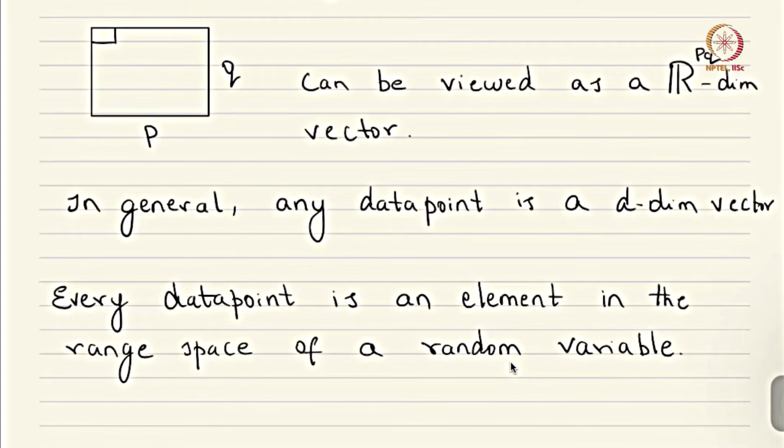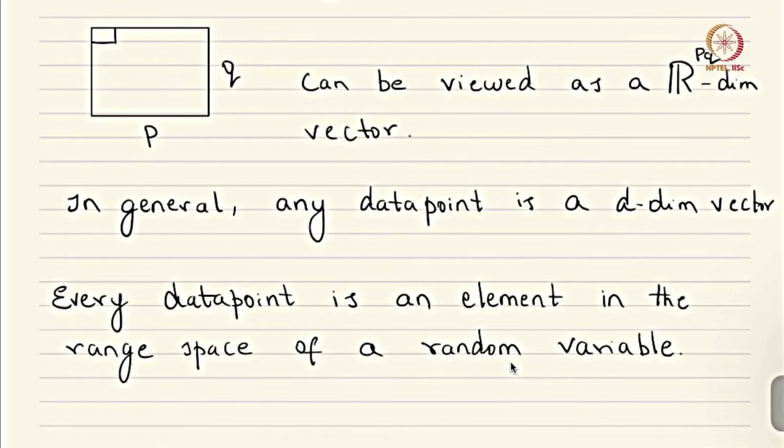The range space of a random variable is always real numbers. So the actual value of the data point that you see does not correspond to the probability at all. It has nothing to do with probabilities. What is a data point? A data point is an element from the range space of the random variable, that is it. Are all of you clear about it? This is very, very important.